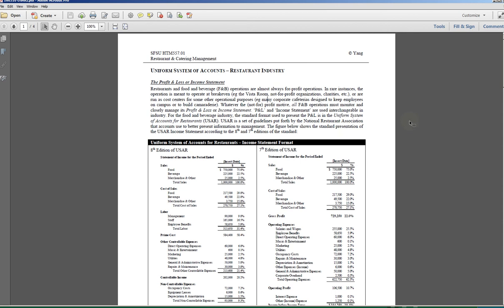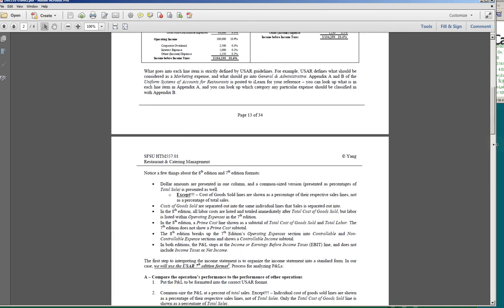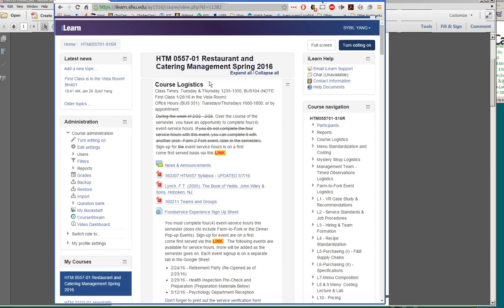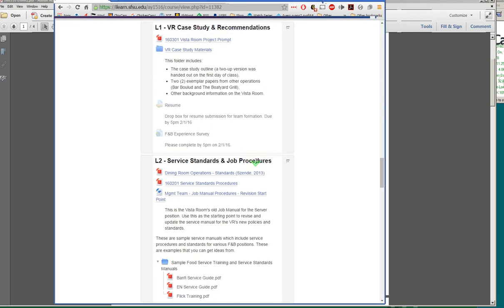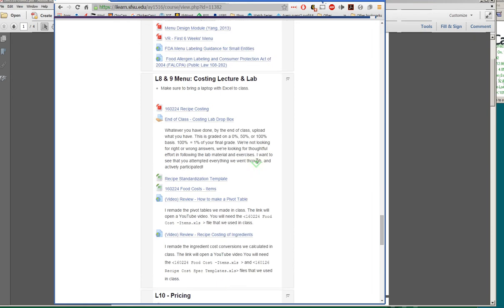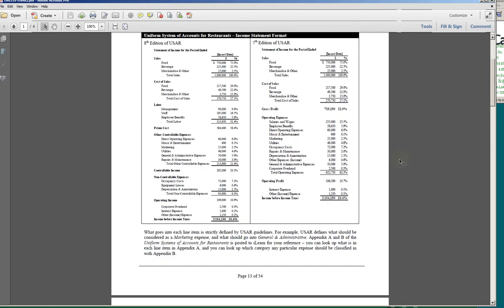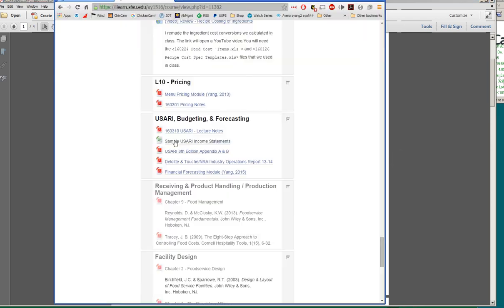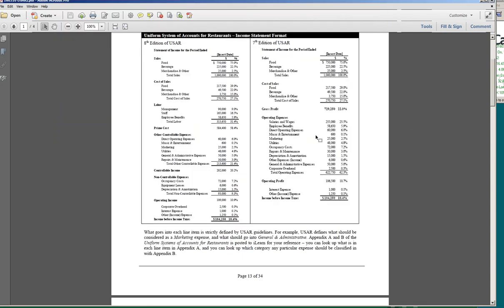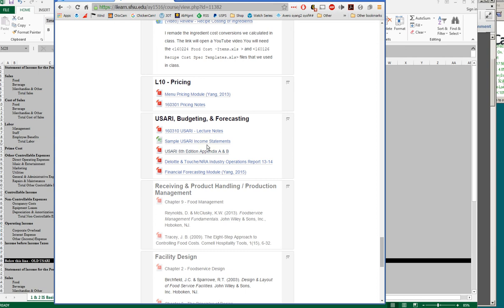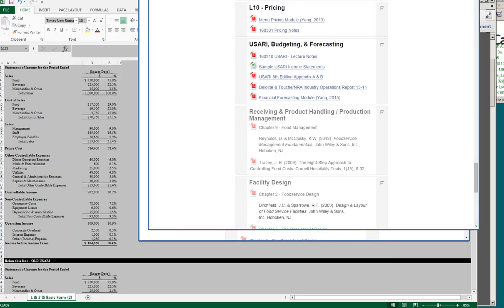Okay, so these notes along with an Excel file that holds both of these are posted up onto iLearn, and I will just show you where on iLearn. If you go to the iLearn site and you scroll down to our topic, which is USARI, Budgeting and Forecasting, these are the lecture notes, the PDF that I'm working off of for this lecture, and the Excel file that has the sample income statements, both of these. Okay, and so that's this file here. Again, this is this area of iLearn.